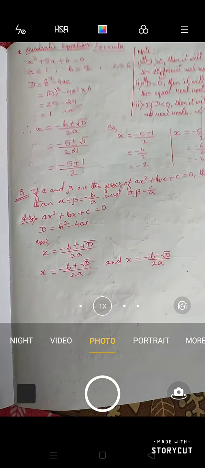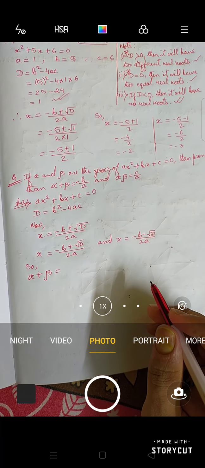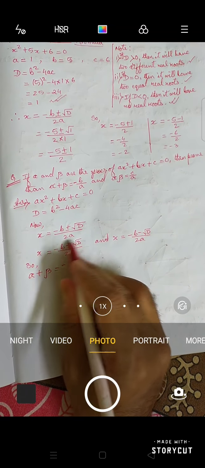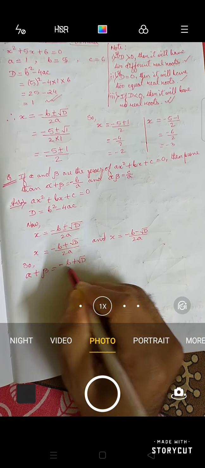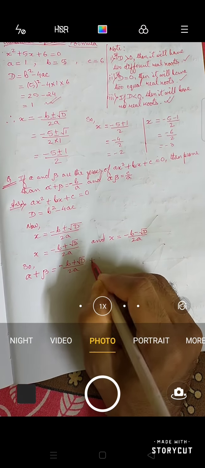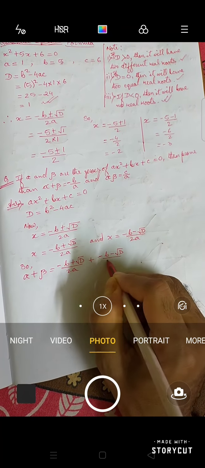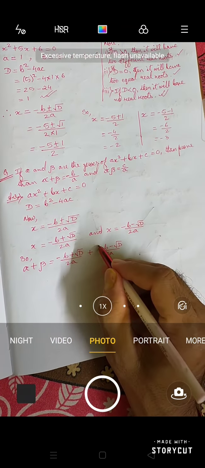Okay. Now can I say that alpha plus beta equals to, what is alpha here? Let us assume the first one is alpha and the second one is beta. So minus b plus root D by 2a plus minus b minus root D by 2a. Correct?